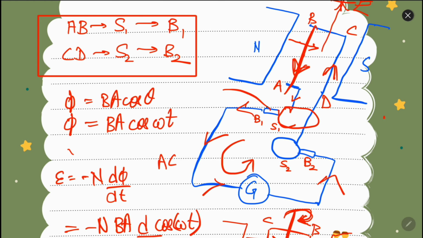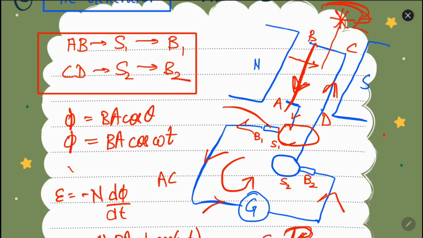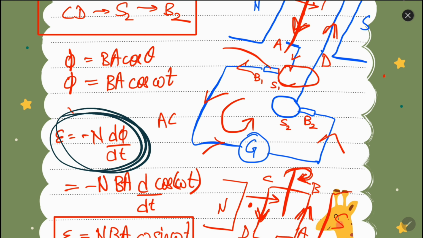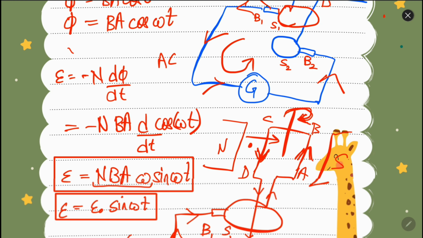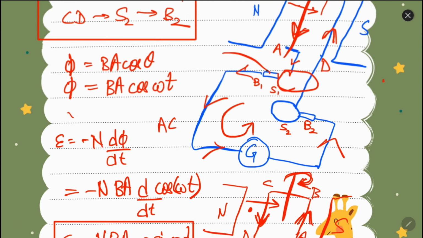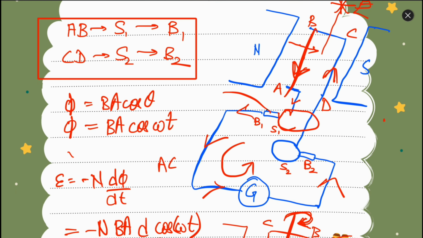Now what will happen is that when the torque is applied and the coil rotates, the flux will change because of the turning effect. So the magnetic field is changing, and because of that the flux will change. Because of that an induced EMF will be generated as discussed earlier. That induced EMF will produce a current. Initially, by using the left hand rule you can find that the direction of current will be like this.